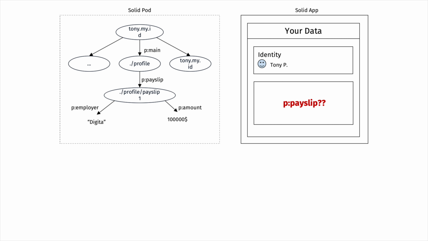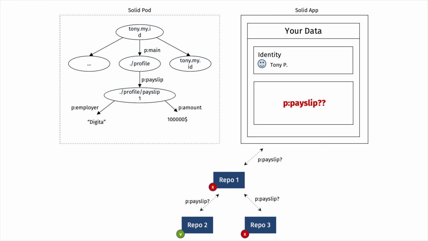The Solid app can query a SemCom repository to see if it knows the payslip data type. And if the SemCom repository does not know the payslip data type, the repository can query additional repositories until the data type and its representation is found. This representation can then be used by the Solid app to render the data at runtime and show it to the user.